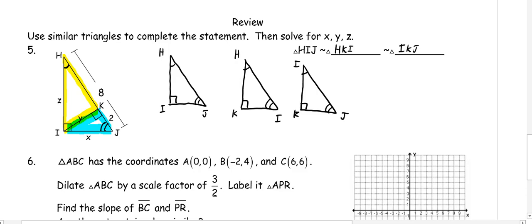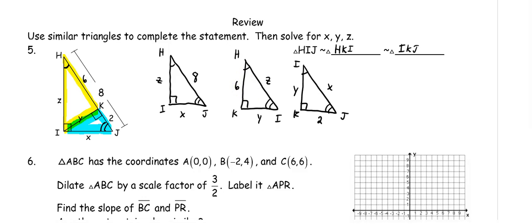Then we can label what we know. So we know that HJ is 8. We know that HI is Z. We know that IK is Y. We know that IJ is X. And we know that KJ is 2. And if the whole side over here is 8 and KJ is 2, this leftover part is 6. So now I can solve for my variables.